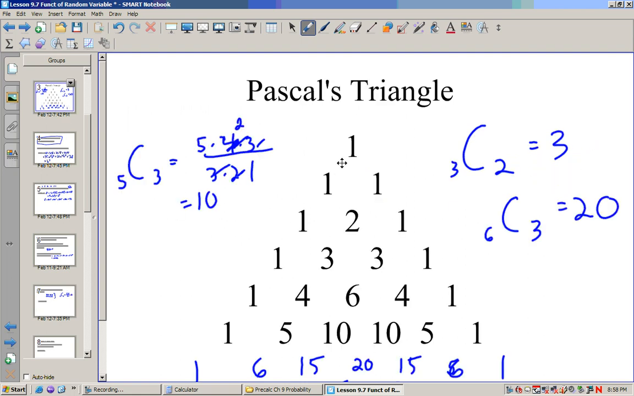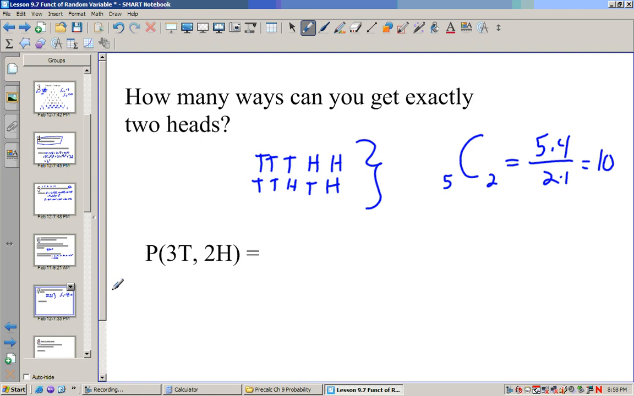Or a smarter person would probably use the Pascal triangle. 0, 1, 2. 5 choose 2 is 10. Now notice, someone could be saying, well, how did you know not to do 5 choose 3? Because that's how many ways we can rearrange 3 tails. If I do 5 choose 3, that would be 5 times 4 times 3 divided by 3 factorial, which is still 20 over 2, which is 10.